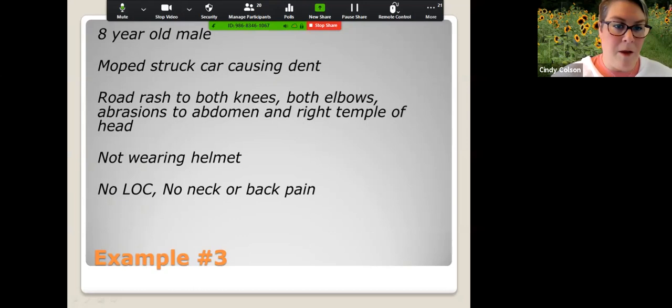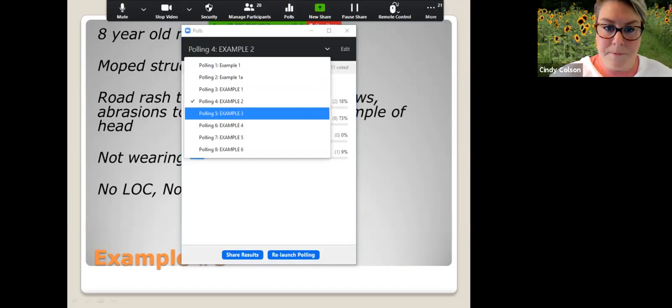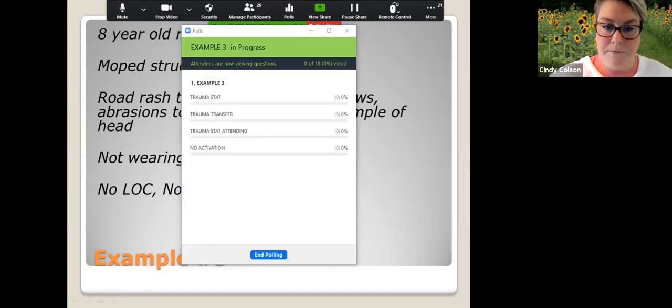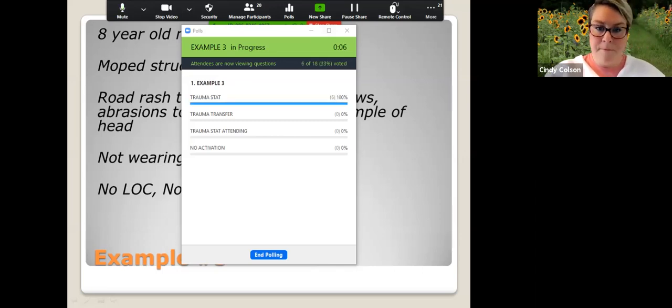Okay, so 8-year-old male, he was on a moped that struck a car, caused a dent in the car, road rash to knees, elbows, abrasions to abdomen and right temple of head, not wearing a helmet, no LOC, no neck or back pain. So I'm going to open up the poll. And the poll is open. All right, I'm going to go ahead and close the poll because everybody's saying the same thing.